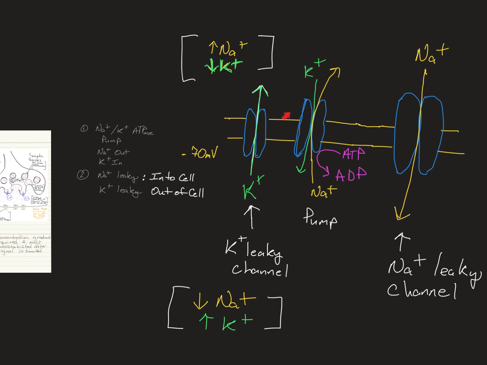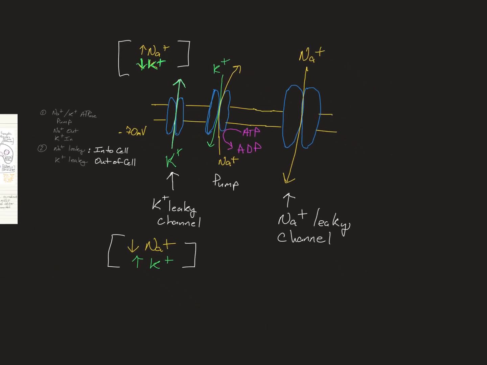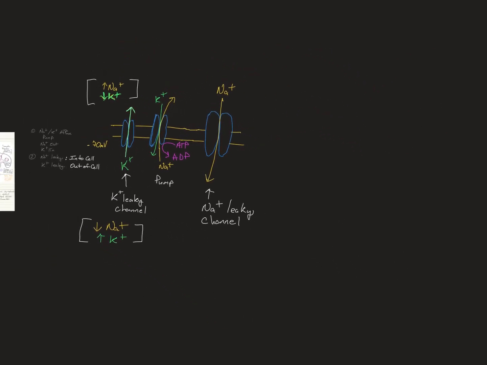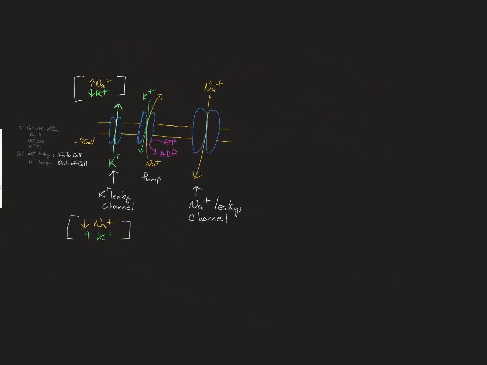This is creating the high on this side of sodium and the high on this side for potassium because it's pushing potassium this way. It's pushing sodium that way. It's using the energy from ATP to do that. These are letting the sodium and the potassium flow through. There's a lot more of these than you have these. There's a lot more potassium leaky channels than you have sodium leaky channels.